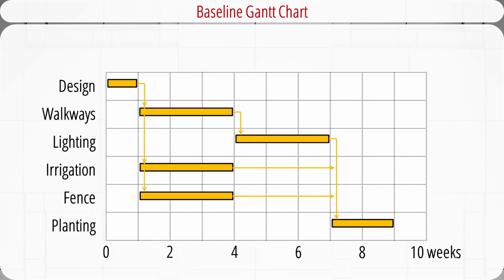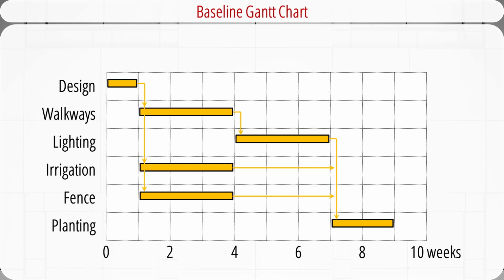This figure shows a baseline Gantt chart for Botanic Garden project. The project involves 6 activities. It starts with garden design, which takes 1 week. After the design is complete, the work on walkways, irrigation, and fence can all start. They will be finished within 3 weeks.